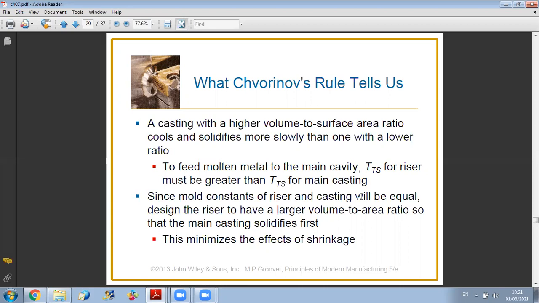But what can differ them in terms of solidification time? The second factor, which is the volume to area ratio. This is why when designing the riser, we try to have its volume to area ratio higher than the volume to area ratio of the main cavity. And this will lead to solidification of the main cavity before solidification of the molten metal in the riser. And this will minimize the effect of shrinkage, and it will also allow gases to escape, so it will avoid the presence of voids in the final casting.